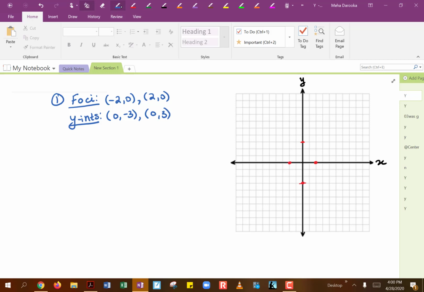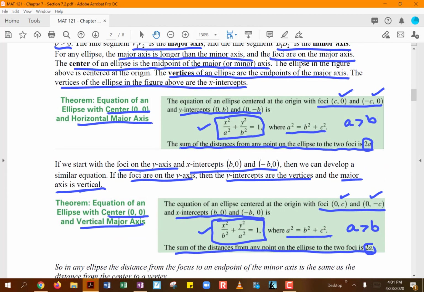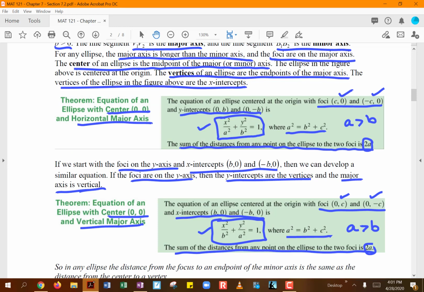So first, remember from the foci, we get the c value, and we're just looking at the positive values over here. So foci gives us the c value, and again, you can go and look at these formulas over here again. And since we know that our foci are falling on the x-axis, that of course means you are looking at an ellipse which has a center at (0, 0) and a horizontal major axis. So our equation is going to be of the form x squared over a squared plus y squared over b squared equals 1. So again, your c value comes from the foci and the b value comes from the y-intercept.